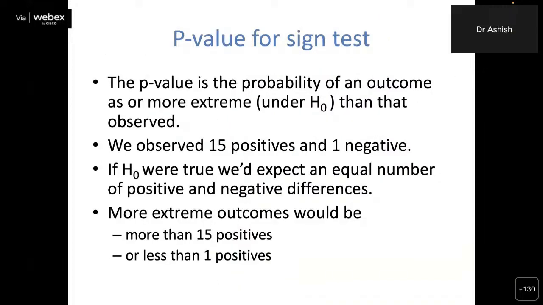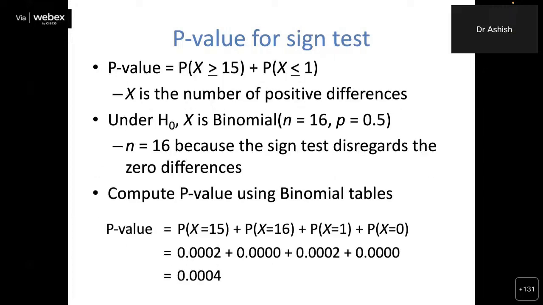The p-value is the probability of an outcome as or more extreme under H0 than that observed. We observed 15 positives and one negative. If H0 were true, we would expect an equal number of positive and negative differences. More extreme outcomes would be more than 15 positive or less than one positive. So the extreme values are greater than 15 and less than or equal to 1. That is the critical region for which we need to calculate the probabilities.